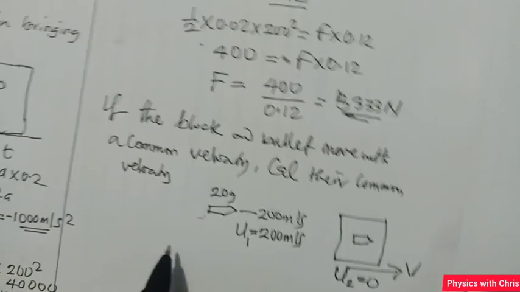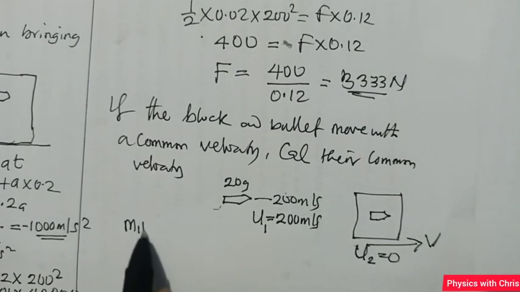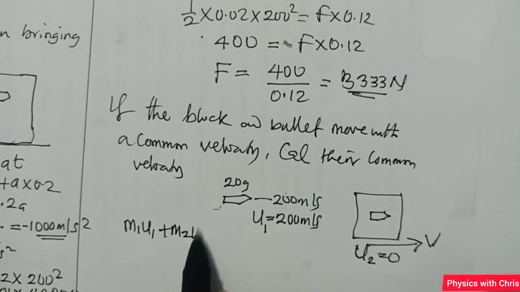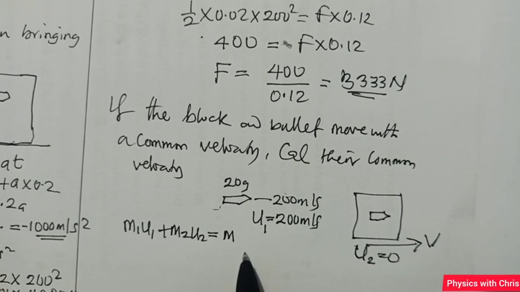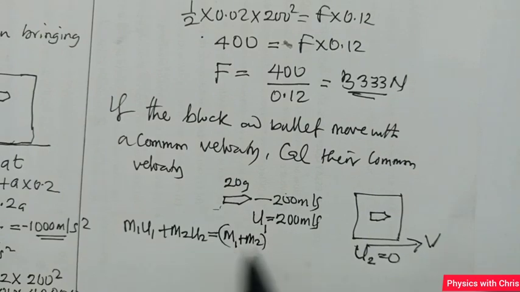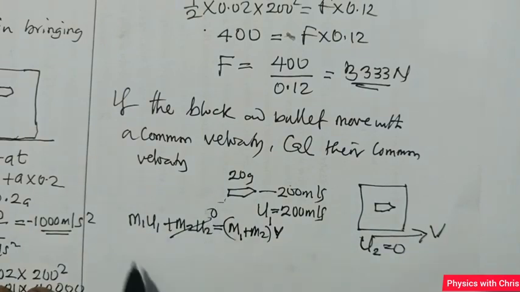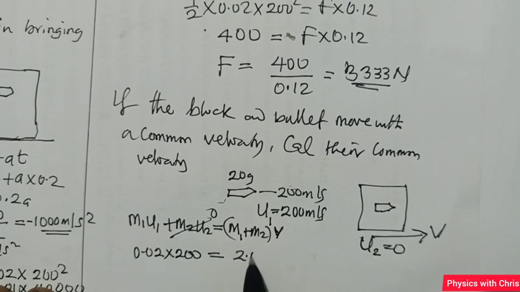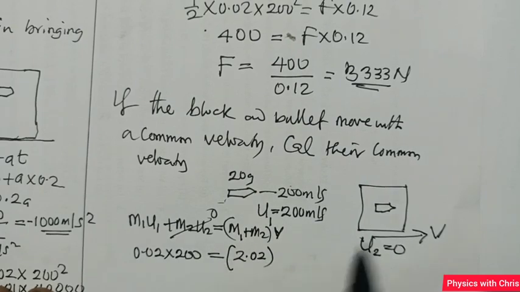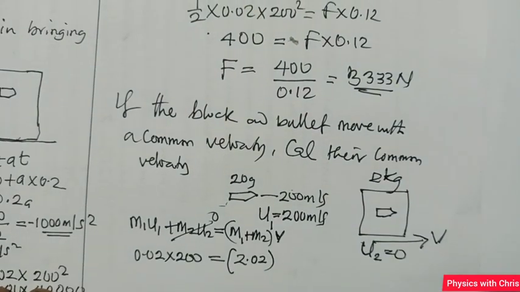So I can use the principle of momentum conservation, that the initial momentum of the bullet plus the initial momentum of the block is equal to their final momentum. Since they move with the common speed, the final velocity of the bullet is v, and the final velocity of the block is also v. That gives me m1 plus m2 multiplied by the common speed v. So this gives me 0.02 times 200 is equal to 2.02, because the mass of the block was given as 2 kg in the question. If you add that together, 2 kg plus 0.02 gives you 2.02. That's the total mass times v.